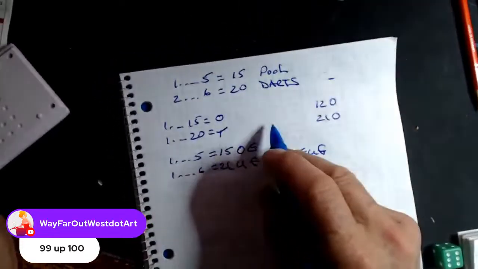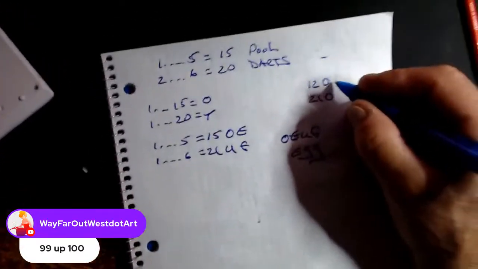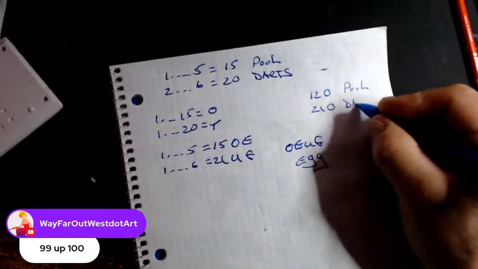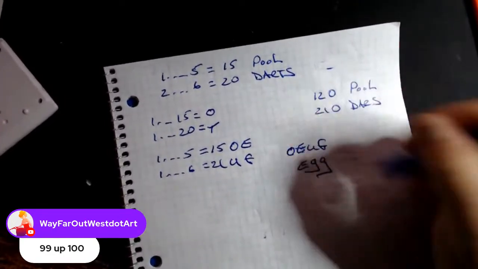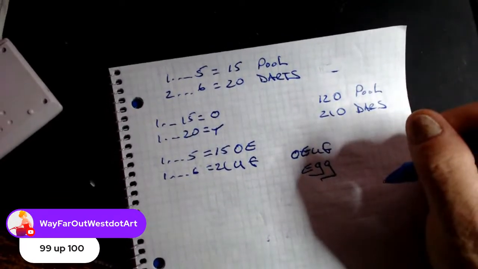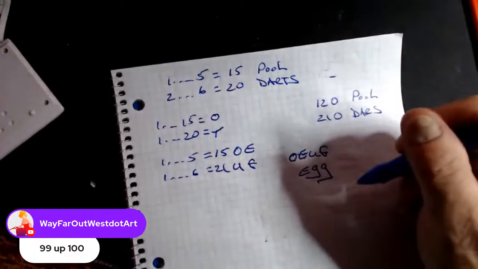I think I did it over here. So the game of darts, the game of pool gets this one over here. Here's pool and here's darts. That's the difference between the two. They're both the same. They both connect to the moon. One is 15, the other one is 20.